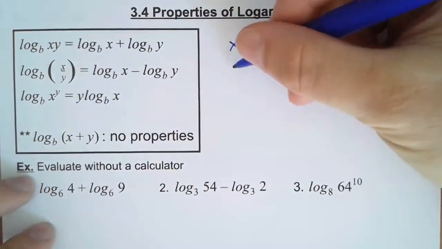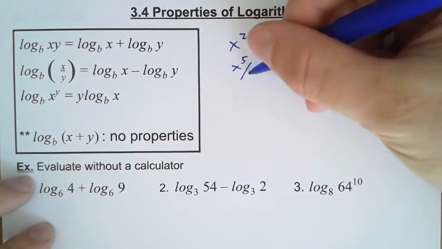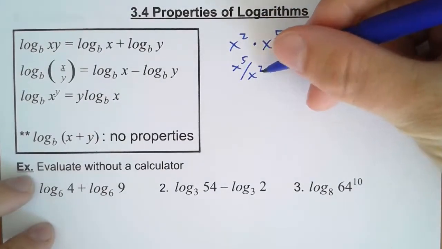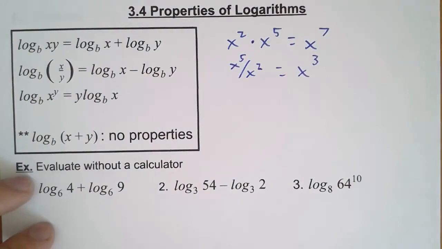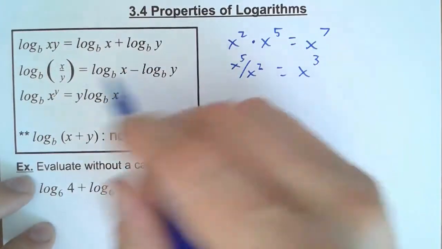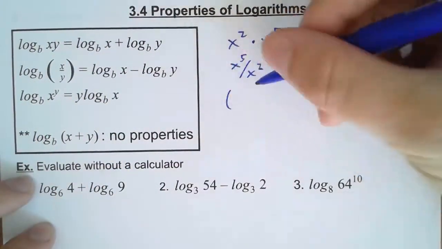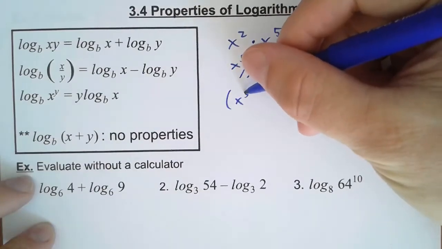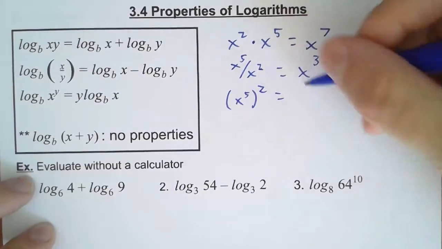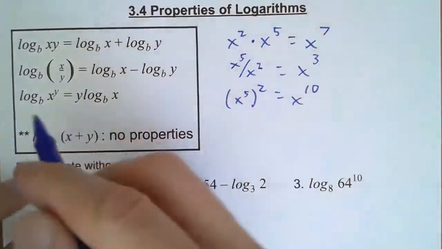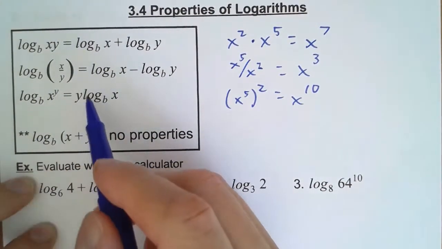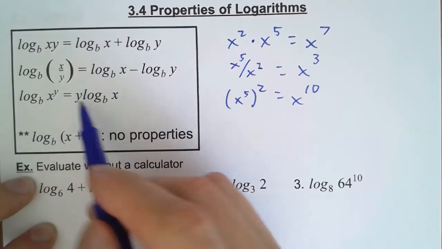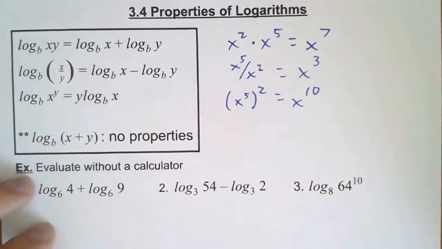Okay, similarly with division. When you have x to the fifth divided by x squared, when you're dividing, you subtract the exponents. So when we're dividing, we subtract the exponents. And when we have a power to a power, we multiply the exponents. So when we have a power inside a power here, then we multiply the exponents. Y was an exponent, the log is an exponent.